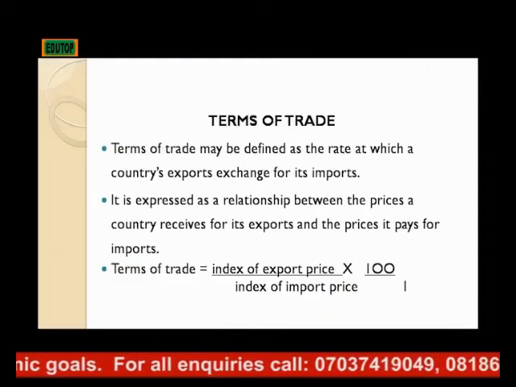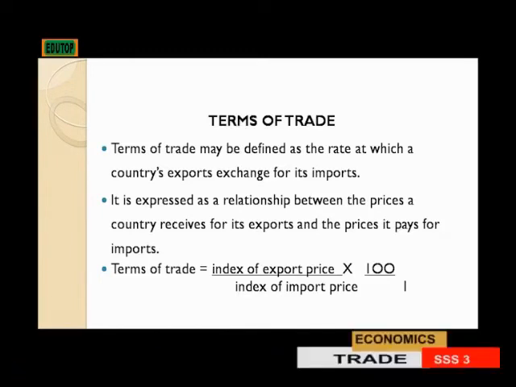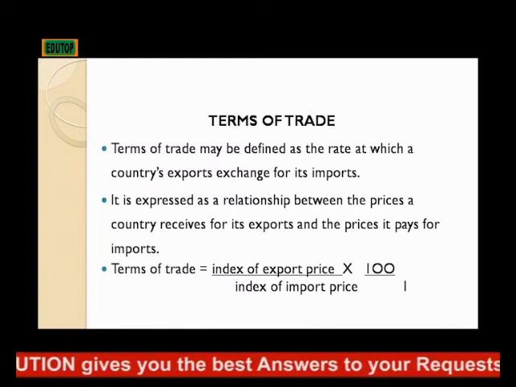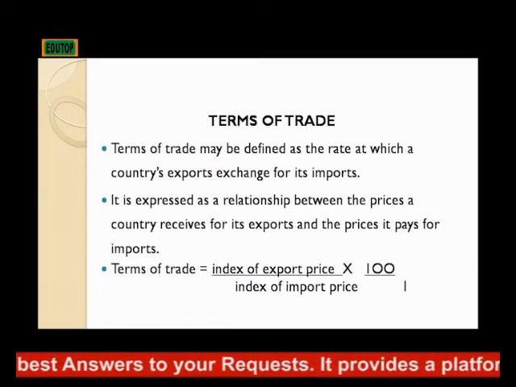Also, we have what we call terms of trade. Terms of trade may be defined as the rate at which a country's exports exchange for its imports. It's expressed as a relationship between the prices a country receives for its exports and the prices it pays for its imports, and is calculated as the index of export price divided by the index of import price multiplied by 100. That is the formula to calculate the terms of trade.